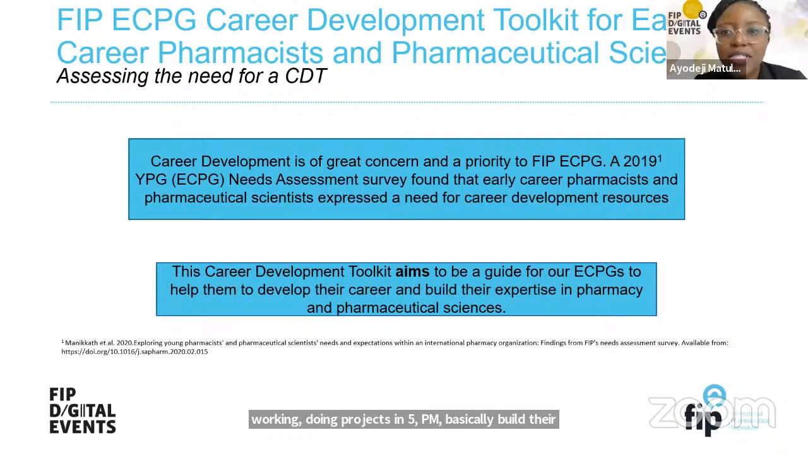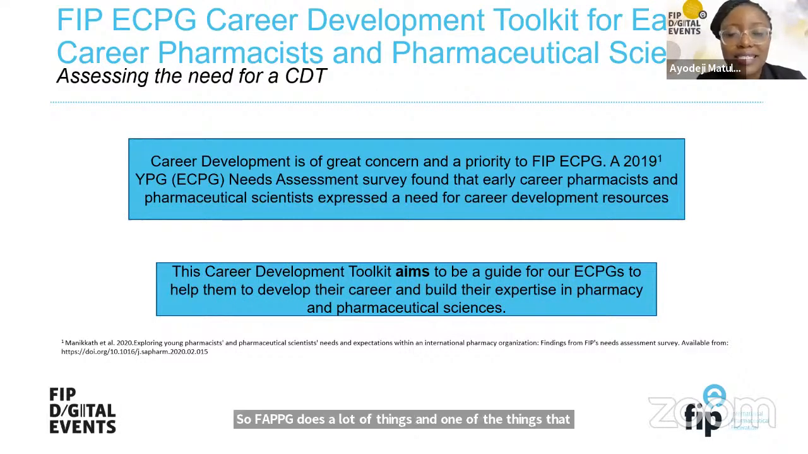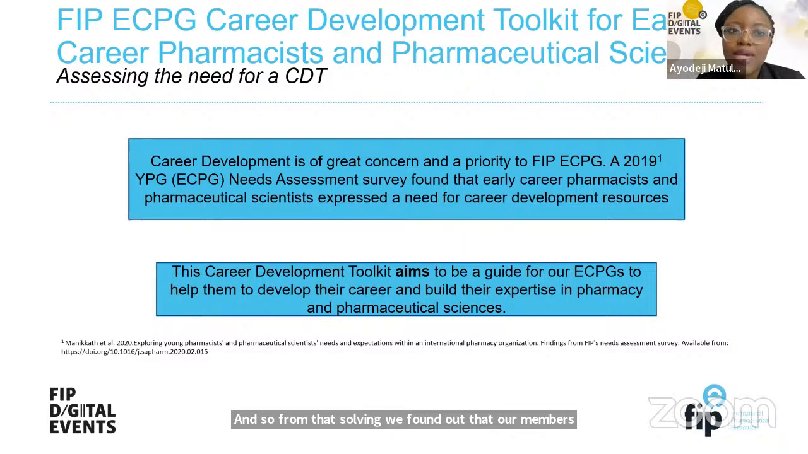FIP CPG does a lot of things, and one of the things that was done in 2019 was to carry out a needs assessment survey to find out what early career pharmacists and pharmaceutical scientists need globally. From that survey, we found out that our members need career development resources. We had the idea that we could do webinars highlighting different aspects of career development, or why don't we create a ready-made resource that people can use and always refer to.